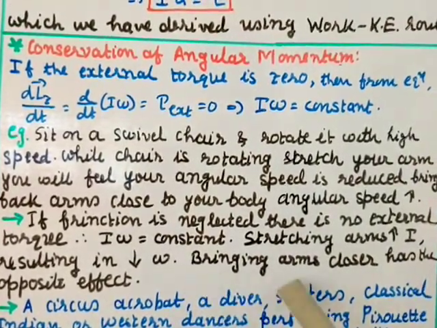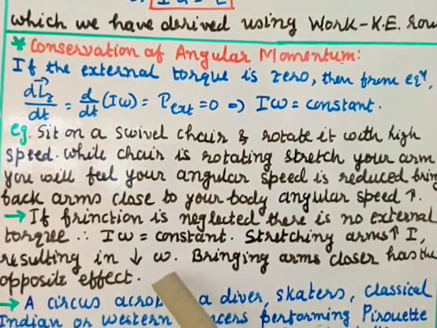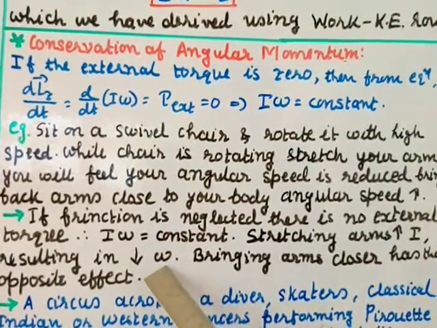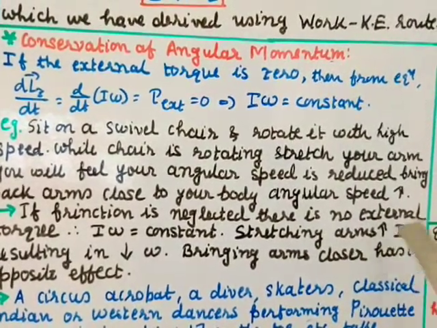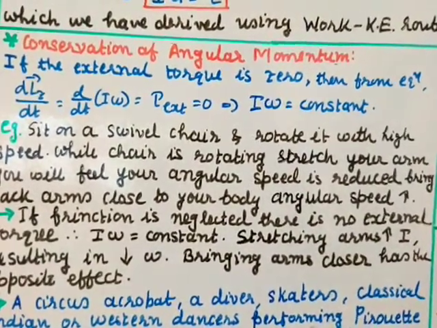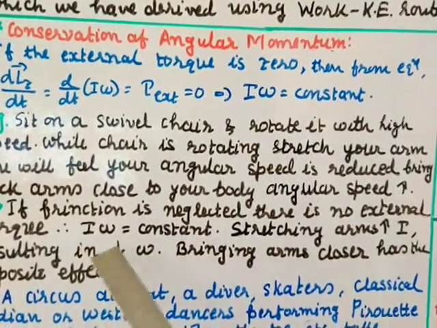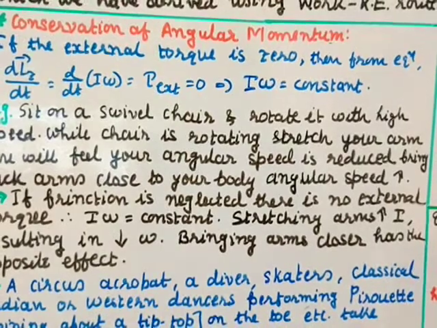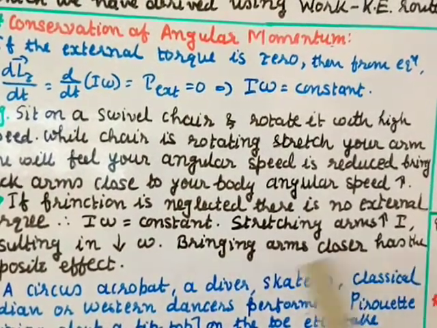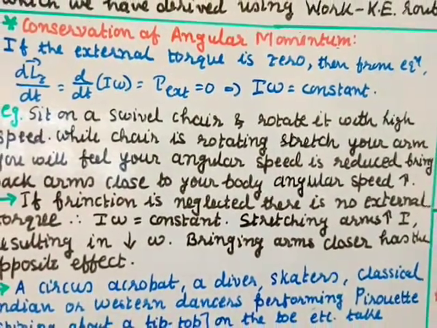Now if you bring your arms closer, you find that your speed is increasing. If speed is increasing, that means I, the moment of inertia, will decrease, because the product I into omega should be constant. So if I increases, omega decreases. If omega increases, I should decrease. So if you bring your arms closer, it has the opposite effect.